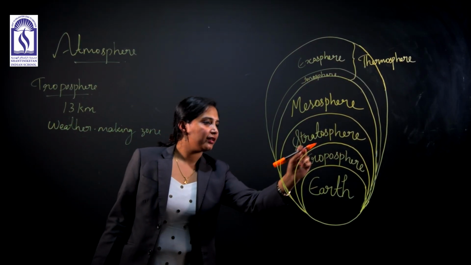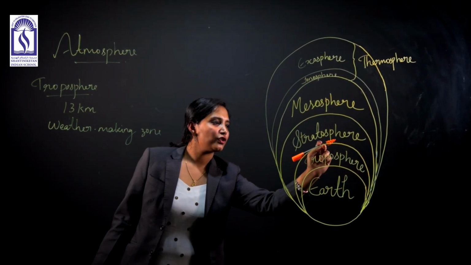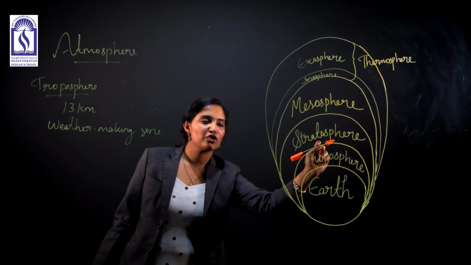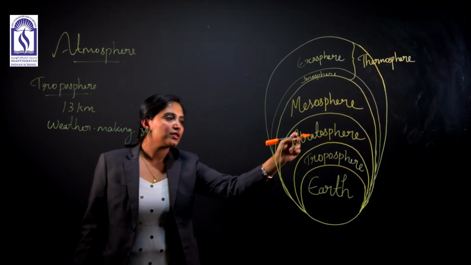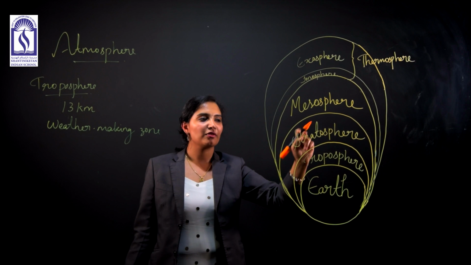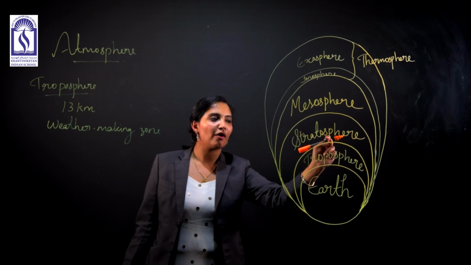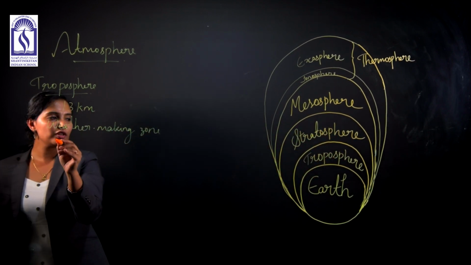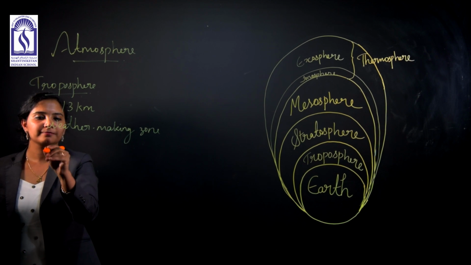The upper limit of troposphere is known as tropopause. This is the particular line which represents tropopause. So the second layer of atmosphere, which is the stratosphere, starts after tropopause. So we will see the features of stratosphere now.